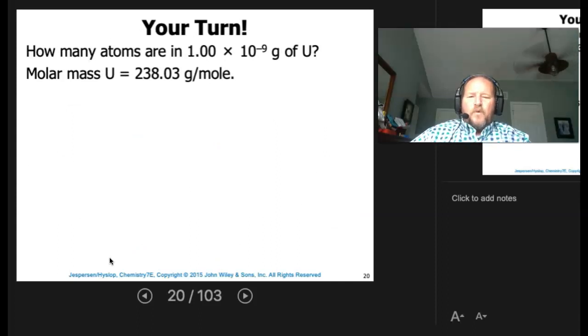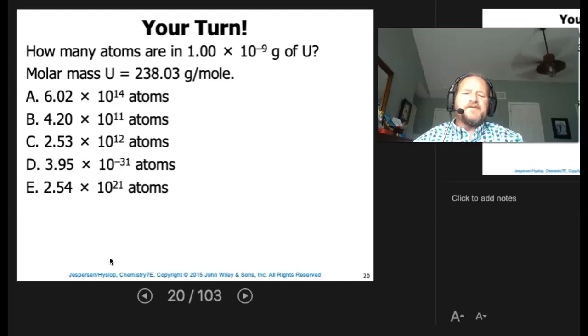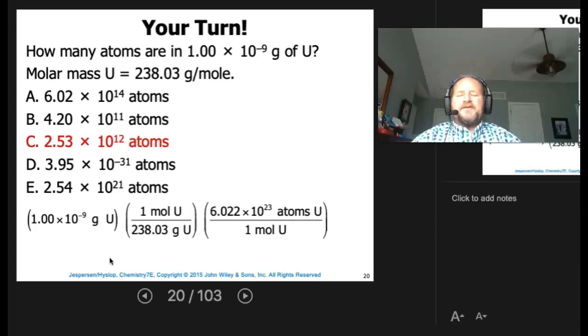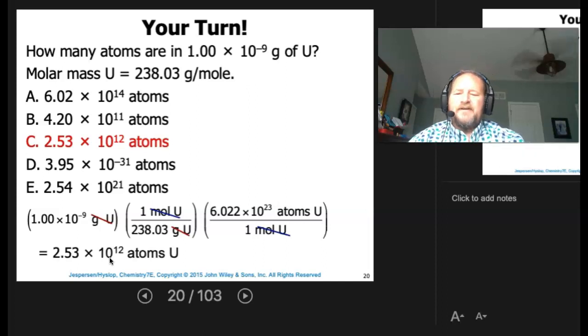How many atoms are in 1 times 10 to the negative 9 grams of uranium? The molar mass of uranium is equal to 238.03 grams per mole. Here are your options. So give you a moment to work that out. And hopefully you came out with C. So you're going to start with that 1.00 times 10 to the negative 9 grams. We're going to use the molar mass to get moles of uranium, and then we're going to use Avogadro's number to get the atoms. Grams will cancel out, moles will cancel out, and so our unit will be atoms. And we get 2.53 times 10 to the 12.